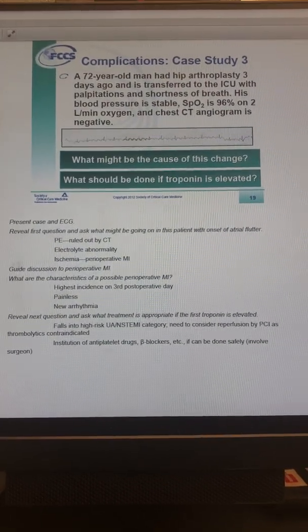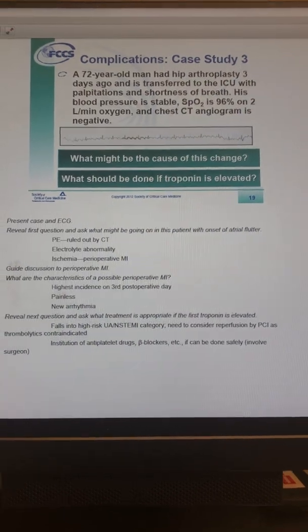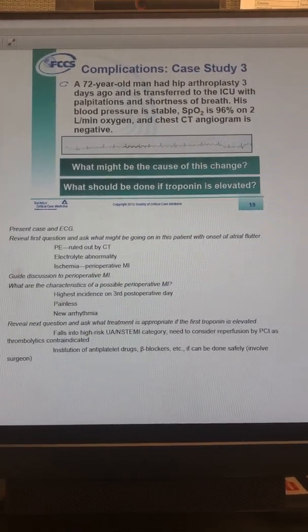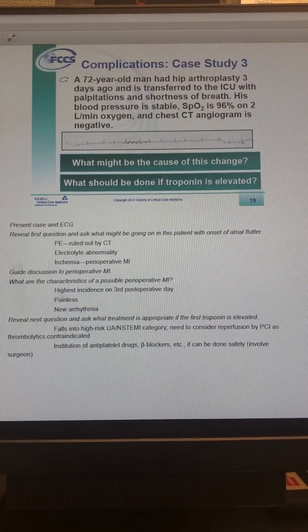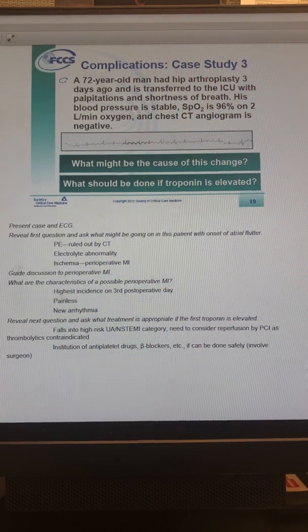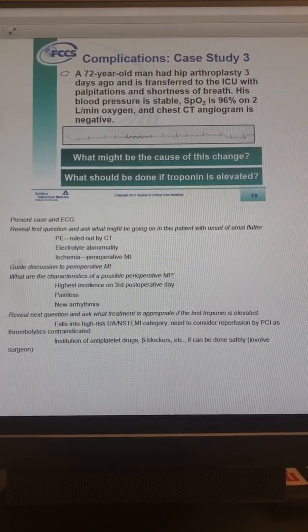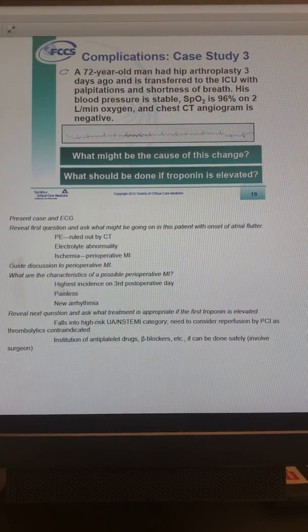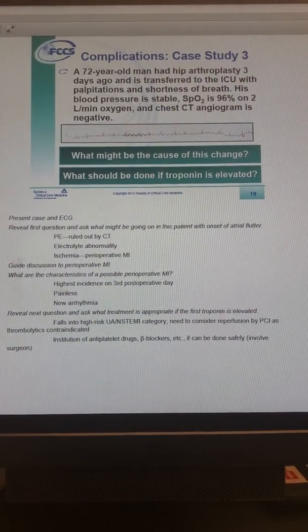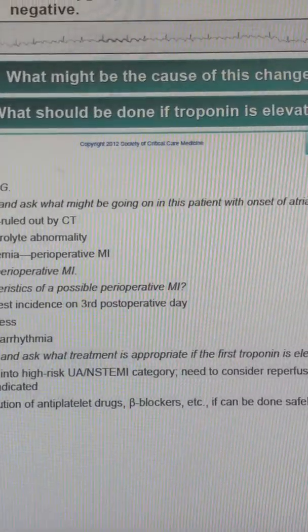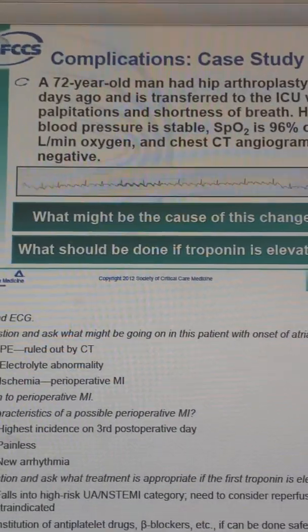Okay, let's look at this next complication. Case study number 3. A 72-year-old man got a hip replacement 3 days prior, transferred to the ICU with palpitations and shortness of breath. His blood pressure is stable. Pulse ox 96% on 2 liters, and chest CT angiogram is negative. And you're looking at his rhythm. What might be the cause of this change, and what should be done about it?